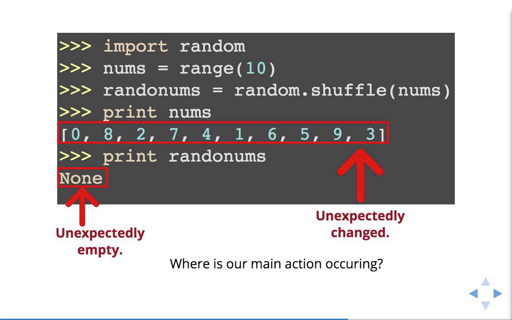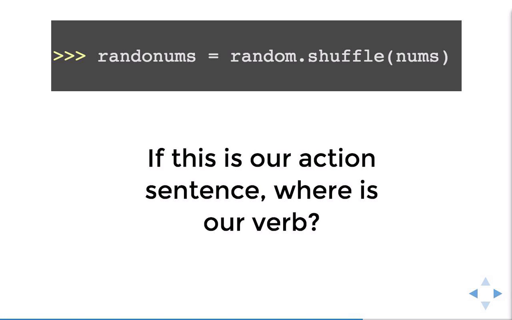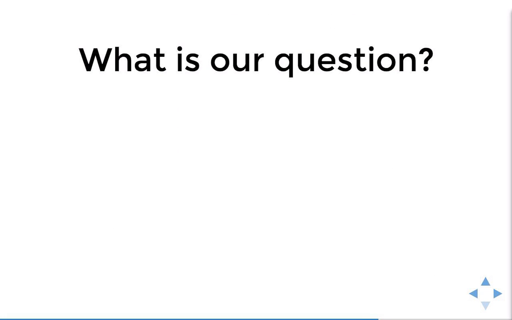So in this case, where is our main action happening? In all of these lines, we have 1, 2, 3, 4, 5 different lines of code. Where is the main action occurring? This line with the random.shuffle is where that main action is happening. So let's unpack this line a little bit more. Again, we have rando nums equals random.shuffle passing in nums. If this is our action sentence, where's the verb of this sentence? It's right here in random.shuffle. This is the function that we're calling. So we're calling the shuffle function within the random module. So we know the problem has to do with this random.shuffle.